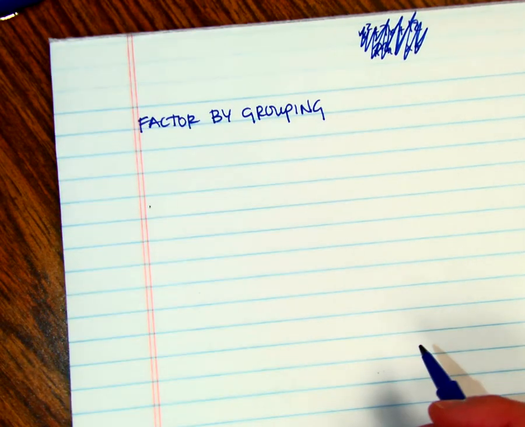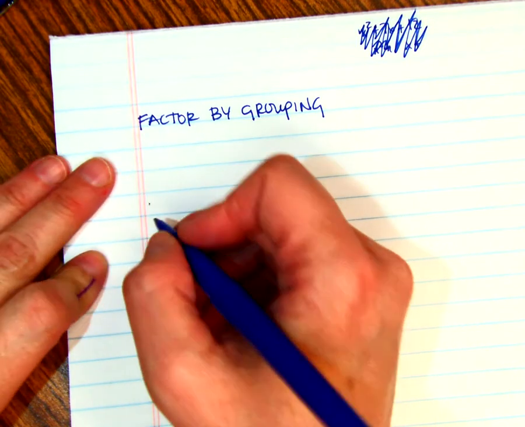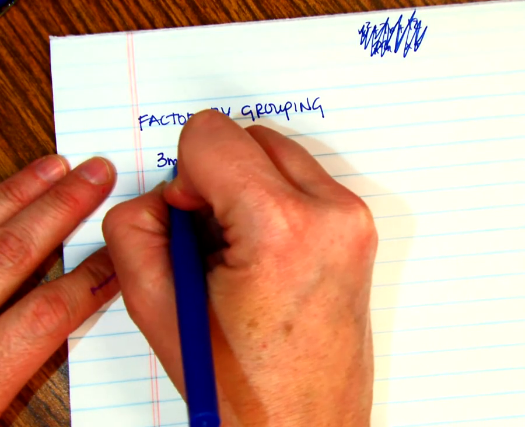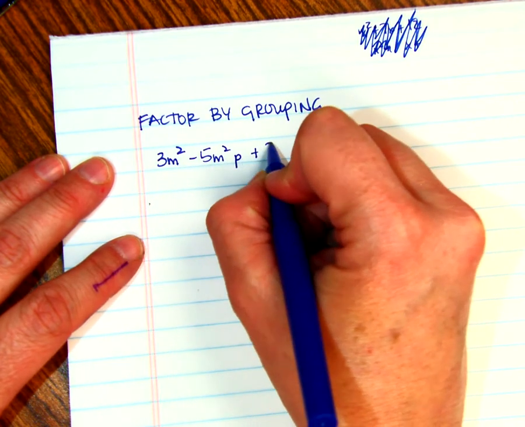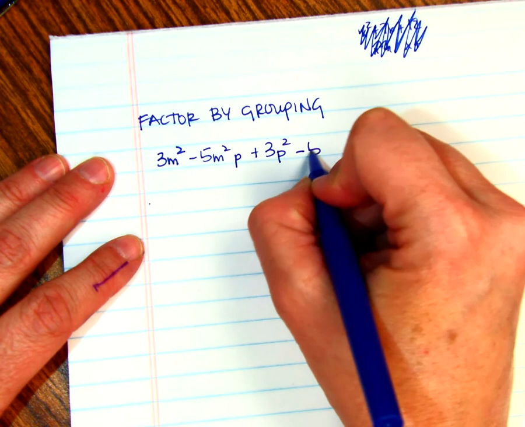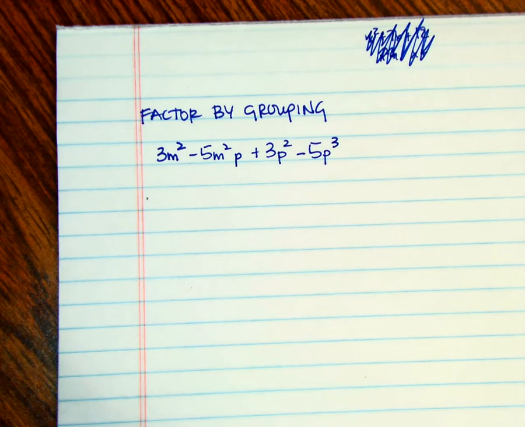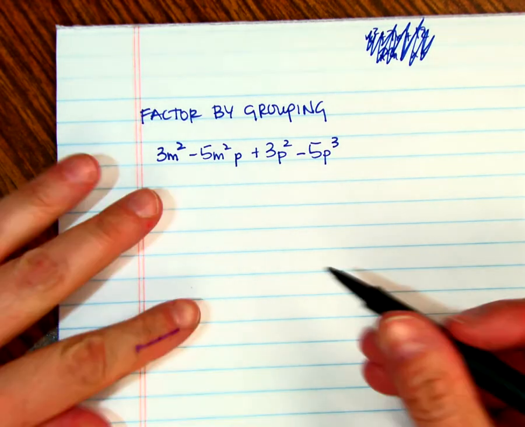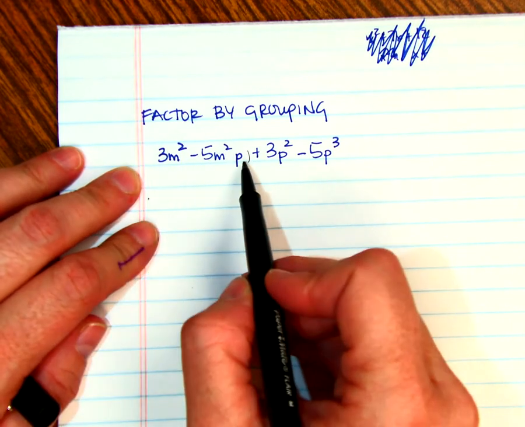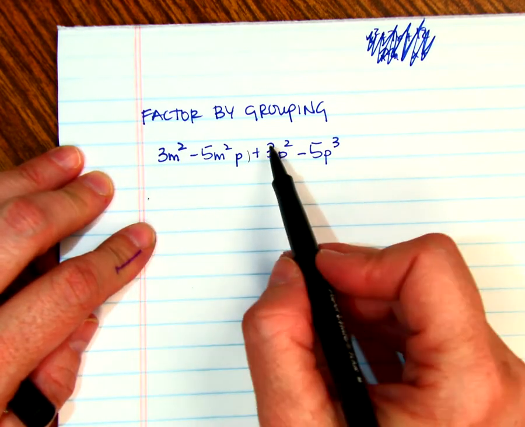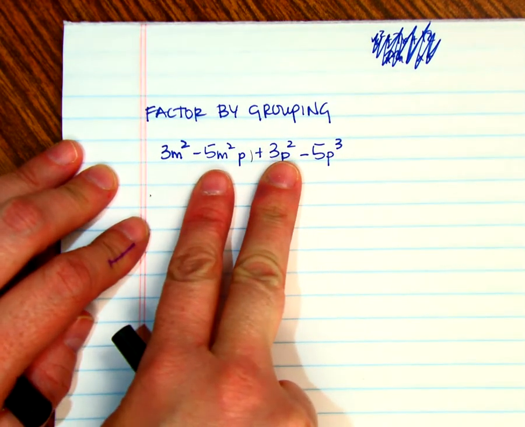Okay, maybe kind of a challenging one. If we have 3m squared minus 5m squared p plus 3p squared minus 5p to the third. Okay, now this is one that we have not seen before. 4 terms. The first thing I'm going to do is group the first two and the last two. If for some reason I group the first two and there's no GCF, and I group the last two and there's also no GCF, what you need to do is just simply take these two middle terms and switch them.